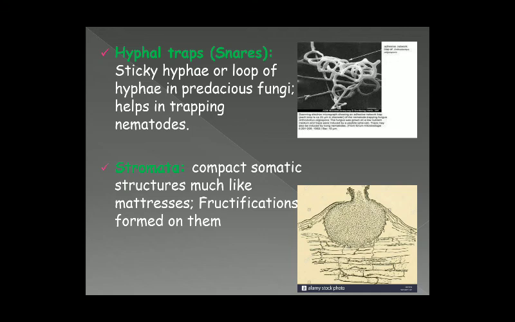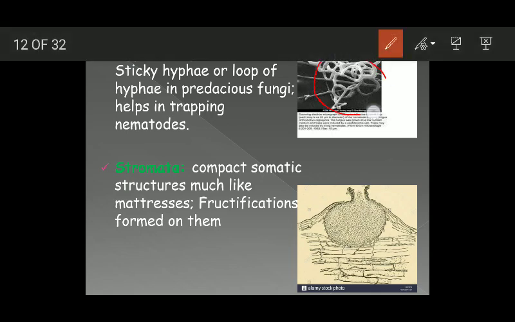Now the hyphal traps or snares. Hyphal traps or snares are actually sticky hyphae or loops of hyphae in some predaceous fungi. These structures help in trapping nematodes. These are the hyphal traps. These are the sticky or loop-like structures made up of hyphae present in predaceous fungi, and they help these fungi to trap the nematodes.